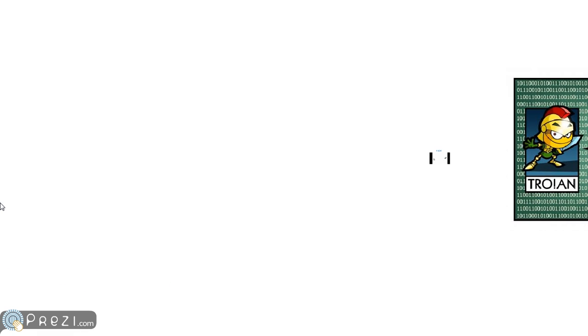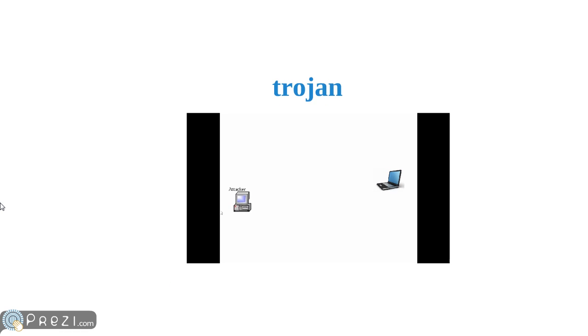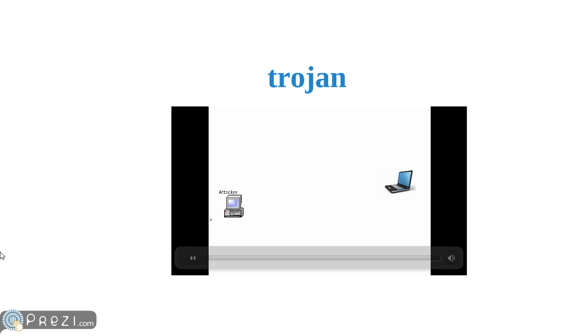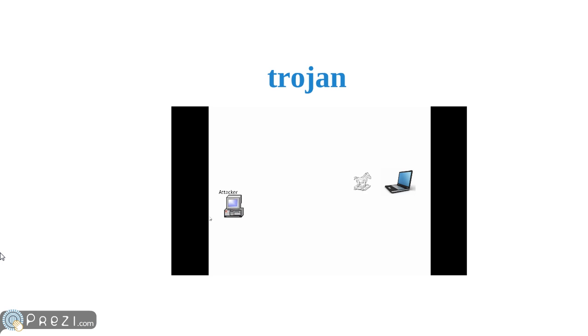The final form of malware, Trojan. Trojan horse may enter when the user is using some application software. It hides inside the user machine and sends secret information like passwords and social security numbers to the attacker.